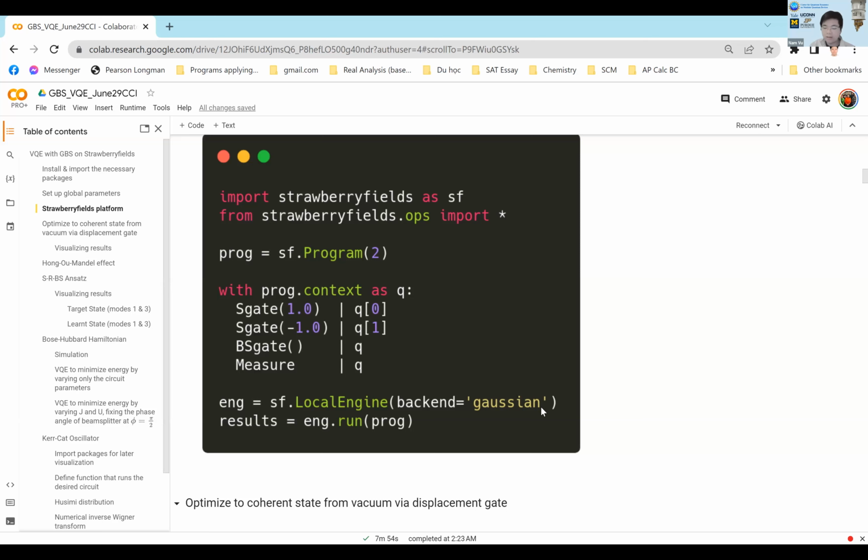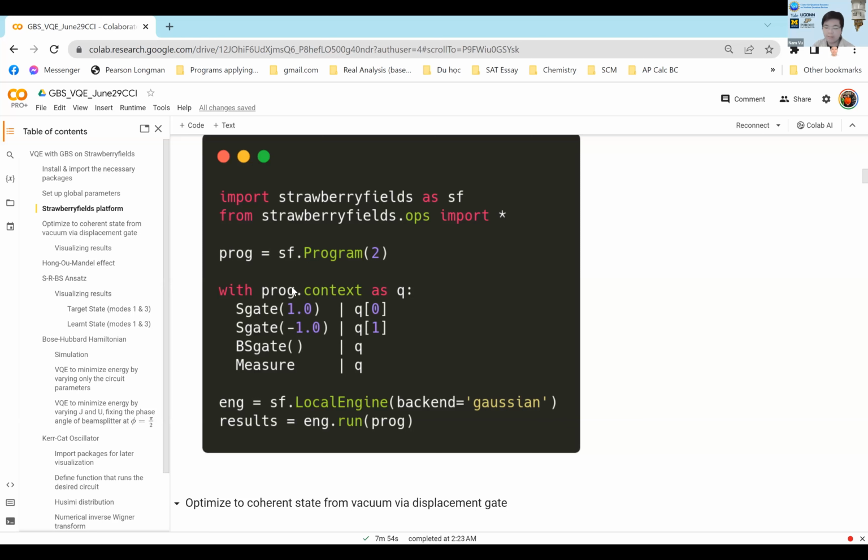And it's also important to note that the engine backend is crucial because it dictates the numerical structure on which the quantum states are built to run simulations. Also, there are remote engines that allow cloud access to Xanadu's quantum hardware in Canada as well.